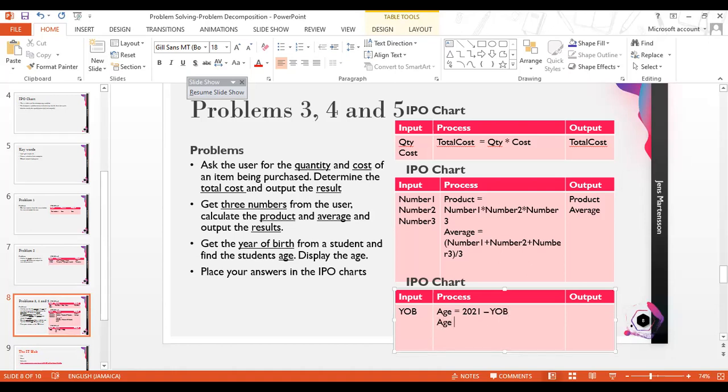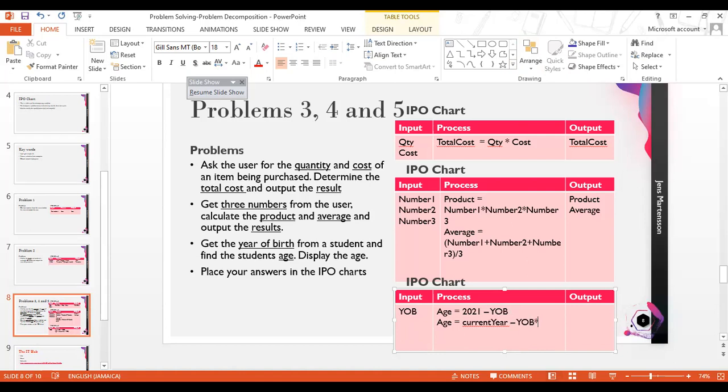Alternatively, as I said, because it is the current year, you could have said current year minus YOB. And the second one would have been used if you had gotten it as an input. But because you didn't get it as an input, you can't assume that you have it. So you put the actual value in the process, and then you put minus YOB.